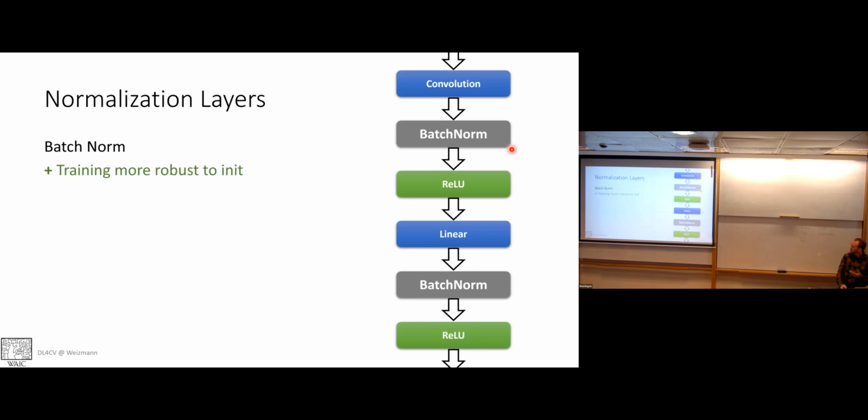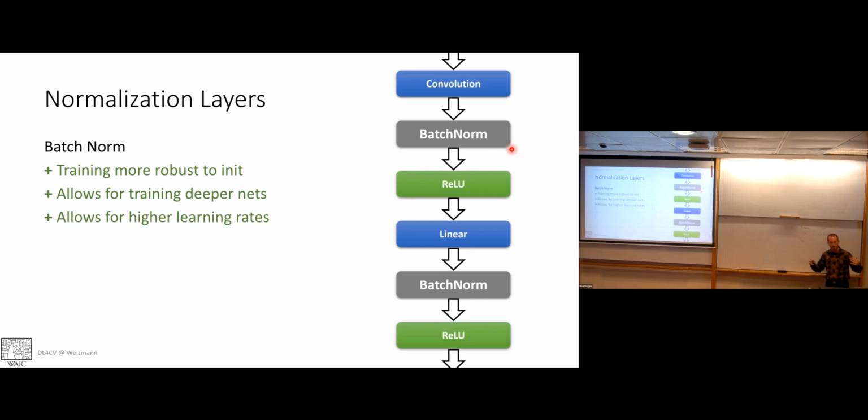So batch norm makes the training very robust to initialization. It allows training for deeper neural networks. It allows for higher learning rates because everything scales now in the same manner, roughly. And this is very good news for training big models. The downside is that it has different behavior at train and test, because at training, we estimate the mean and variance based on the batch, and at test time, we use the accumulated statistics. This can be annoying sometimes.